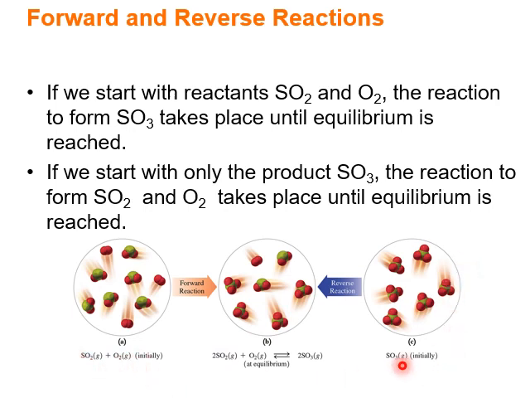Or we could say, well, let's say we started with SO3, sulfur trioxide. If that was our reactant, then the products would be SO2 and O2. So either way, when we're talking about reactions in equilibrium, the bottom line is, regardless of what we're calling reactants and products, we end up with the same equilibrium of the two at the end of the day.